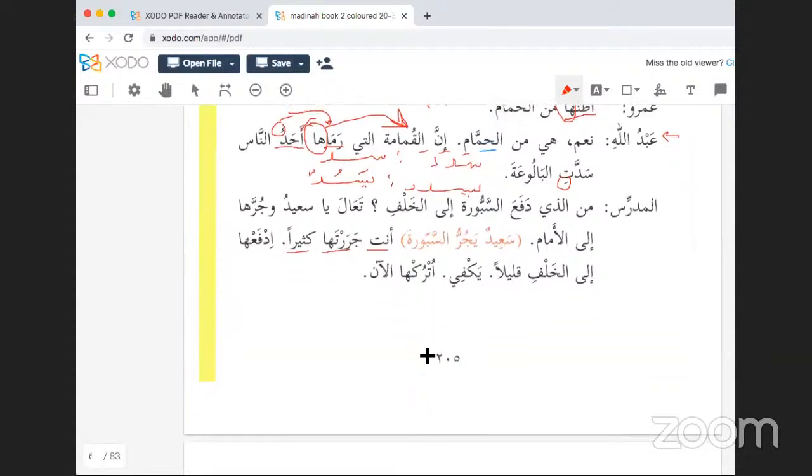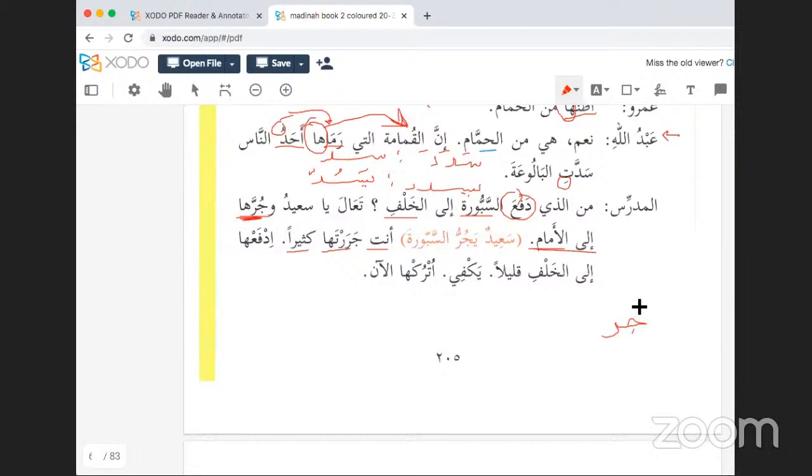So the Mudarris said, Man alladhi dafa'a as-sabburata. Dafa'a means to push. As-sabbura, as you know, means the whiteboard or the writing board. Ila al-khalfi. Who pushed it back? Ta'ala ya Sa'idu. Sa'id, come here. وَجُرَّهَا إِلَى الْأَمَامِ. Drag it or pull it forward. Jurraha.